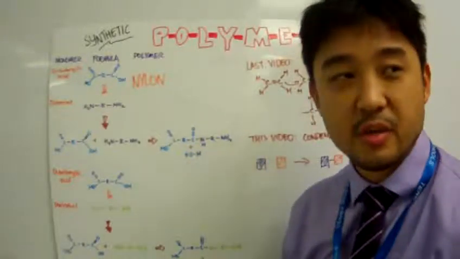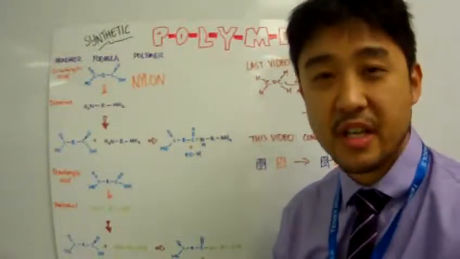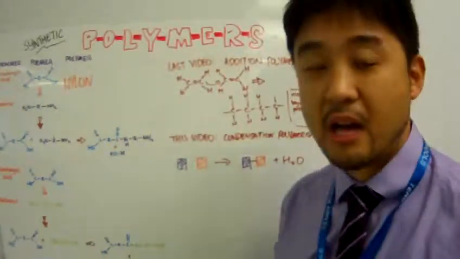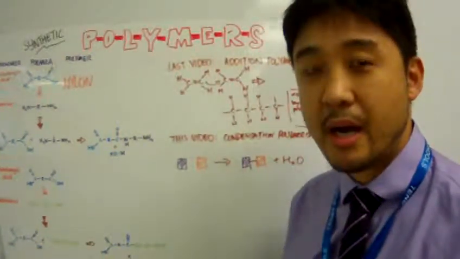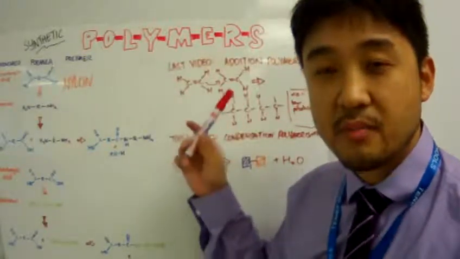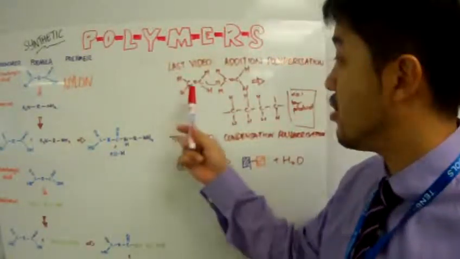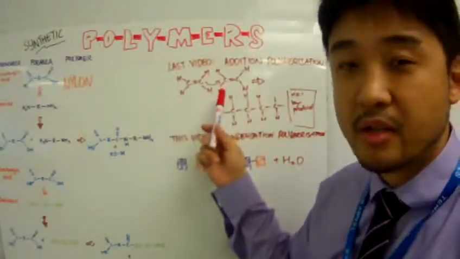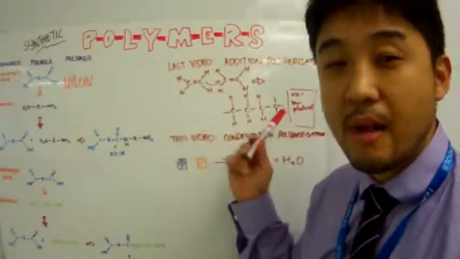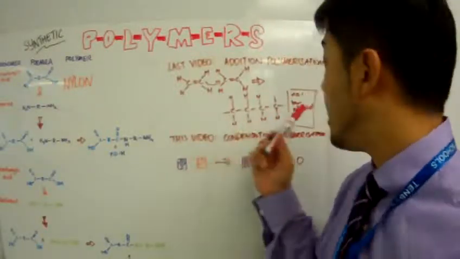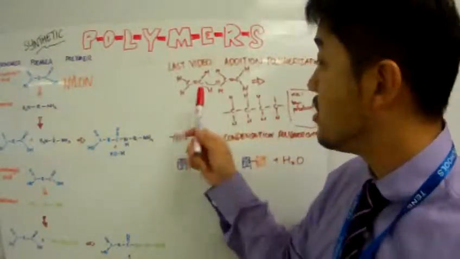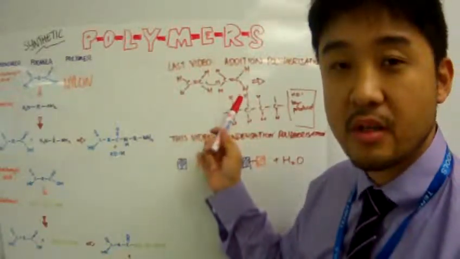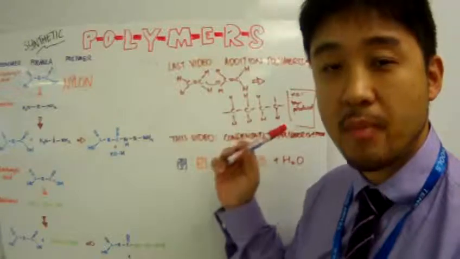Alright, we're going to continue with our video lessons on synthetic polymers. In the last video lesson, we briefly talked about how polymers are made through the addition polymerization reaction. So when you have ethene or ethylene combining together to form a long polymer chain, there are no byproducts, alright? So the double bonds are going to break up in the ethene to form a long polymer chain.